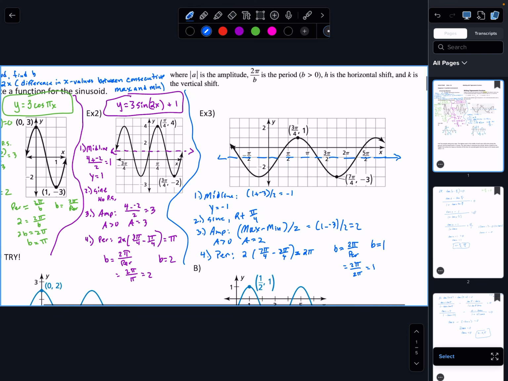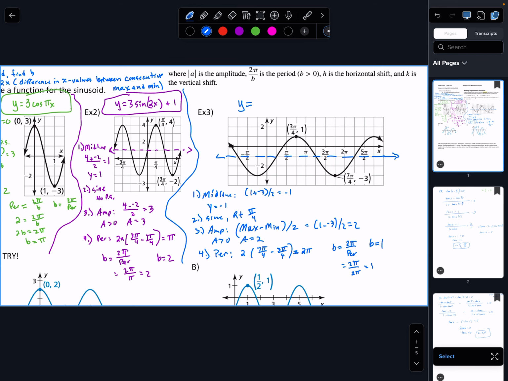And then you write the equation. y is equal to 2, I chose sine. b is 1, so there's just a 1x minus pi fourths because I'm going to the right pi fourths. And I am down 1.